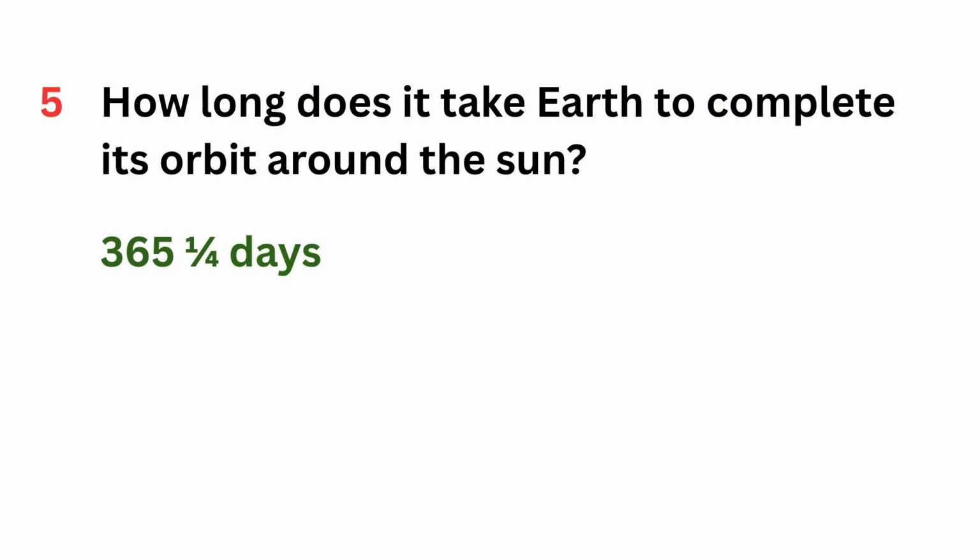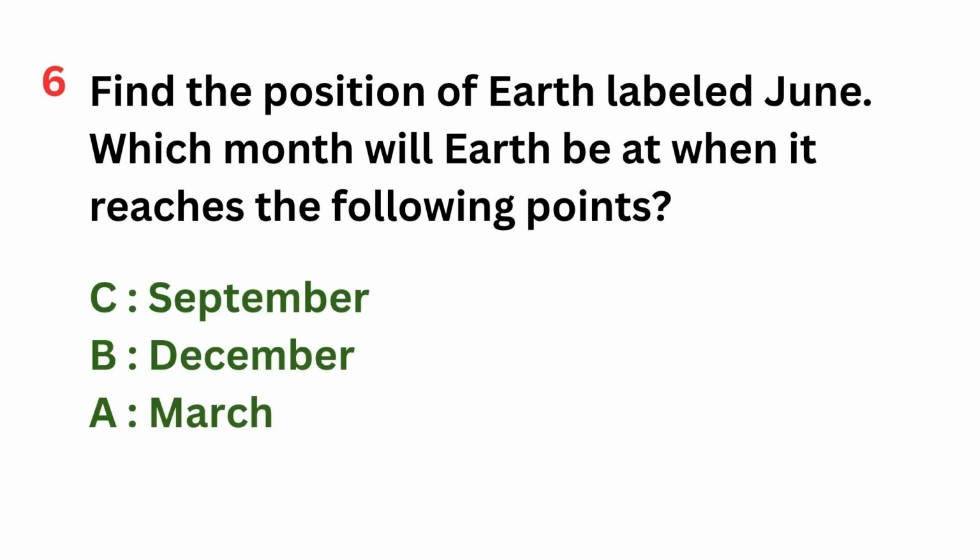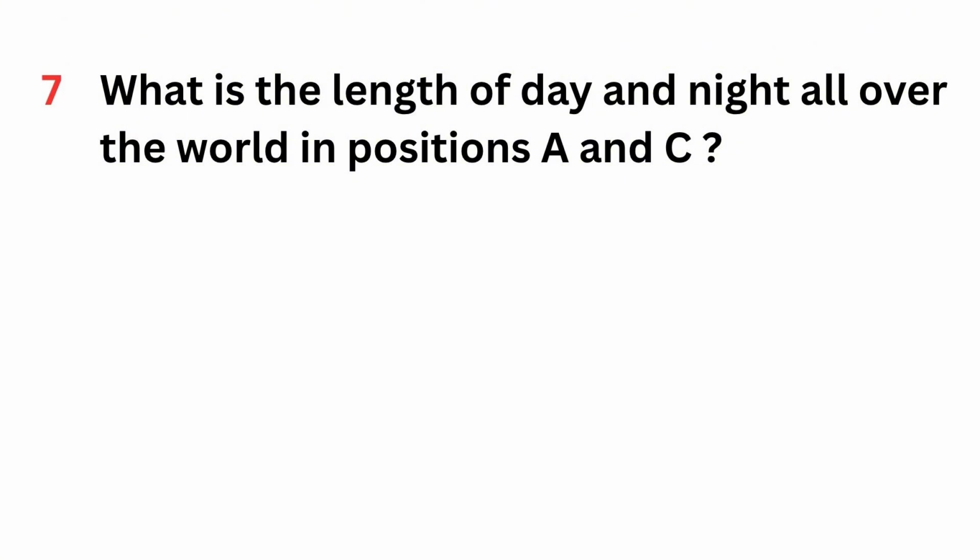365.1 days. Question 6. Find the position of Earth labeled June. Which month will Earth be at when it reaches the following points? C. September. B. December. A. March. Question 7. What is the length of day and night all over the world in positions A and C?